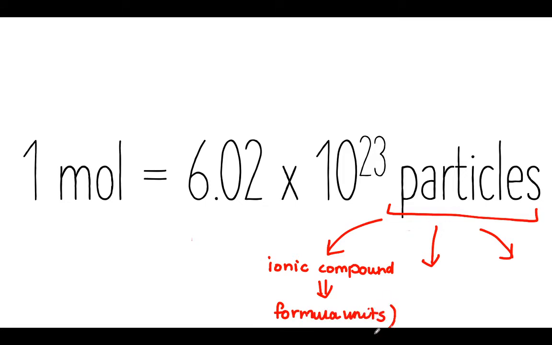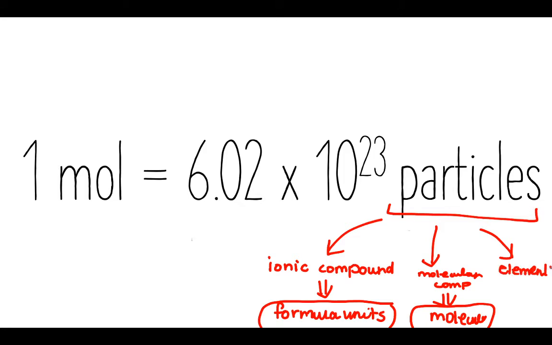And that's only if you've got an ionic compound in your question or the situation that you are looking at. If you've got a molecular compound, you would call it molecules. So 1 mole of a molecular compound would be equal to 6.02 times 10 to the power of 23 molecules. And lastly, if you're looking at an element that is by itself, for example, any metal, you would call it 6.02 times 10 to the power of 23 atoms. So depending on the situation, instead of saying particles, you would say formula units, molecules, or atoms. And we'll look at different situations where you might have to use one of these.